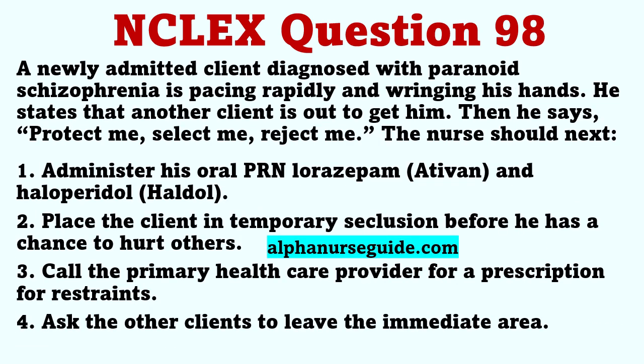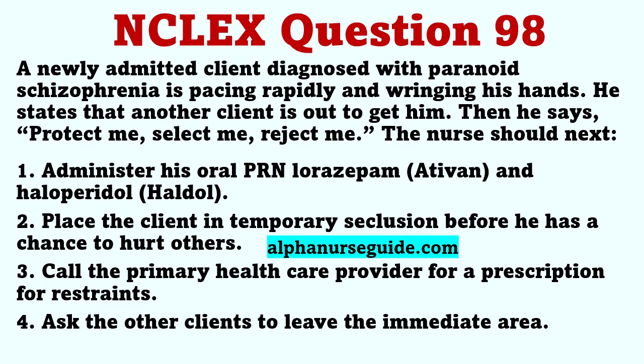A newly admitted client diagnosed with paranoid schizophrenia is pacing rapidly and wringing his hands. He states that another client is out to get him. Then he says, "Protect me, select me, reject me." The nurse should next: 1. Administer oral PRN lorazepam and haloperidol. 2. Place the client in temporary seclusion before he has a chance to hurt others. 3. Call the primary healthcare provider for a prescription for restraints. 4. Ask the other clients to leave the immediate area.